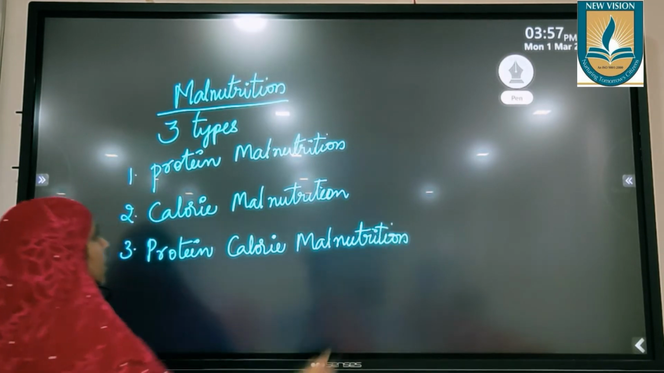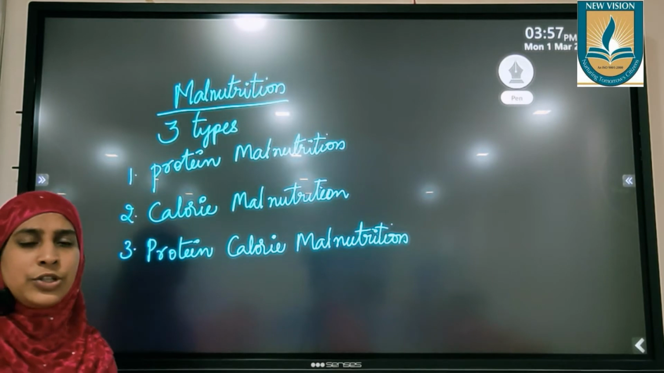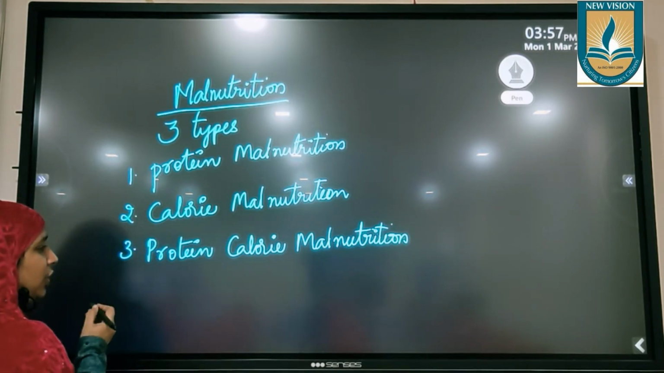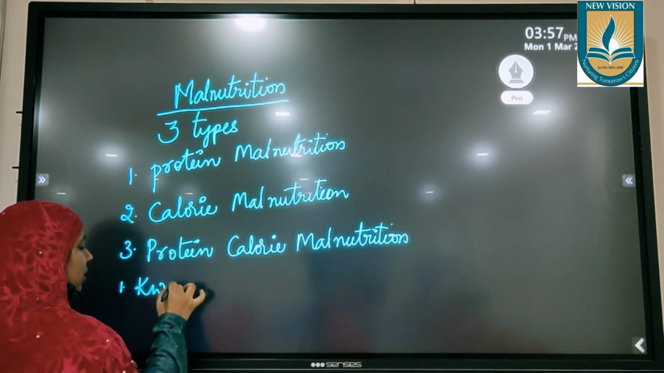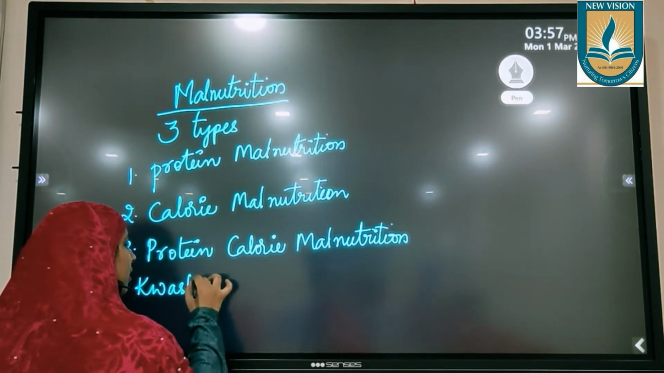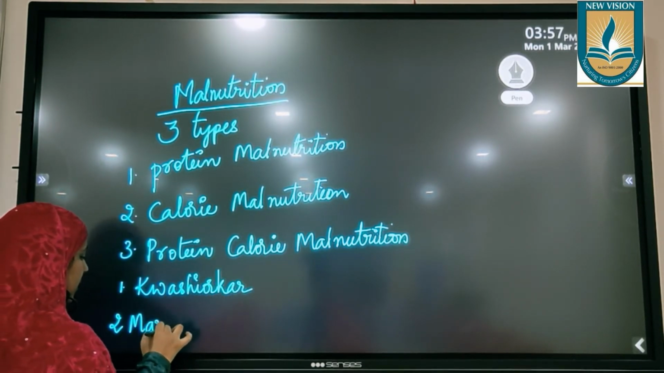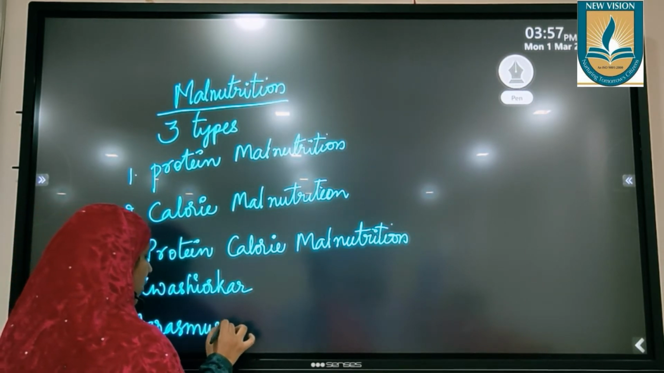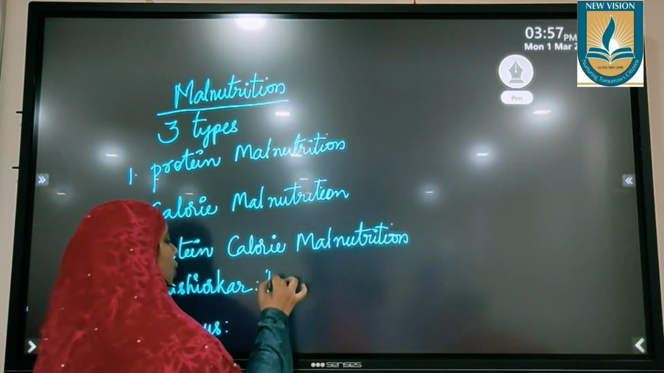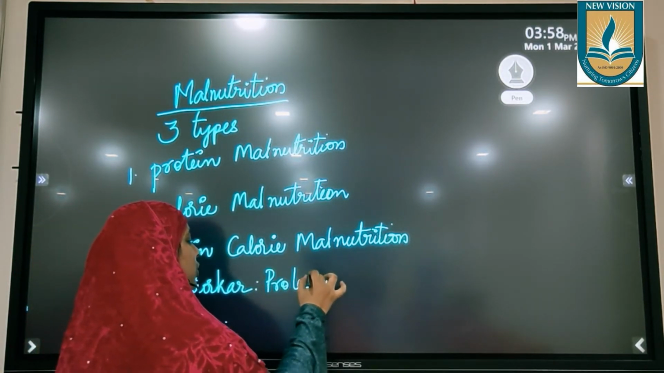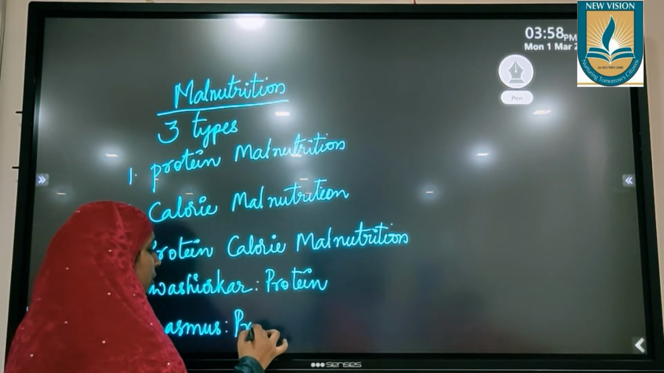Okay, this is protein malnutrition and calorie malnutrition. The diseases that are usually seen are kwashiorkor and marasmus. These are the two malnutrition diseases. Kwashiorkor occurs because of protein malnutrition, and marasmus occurs due to protein calorie malnutrition.